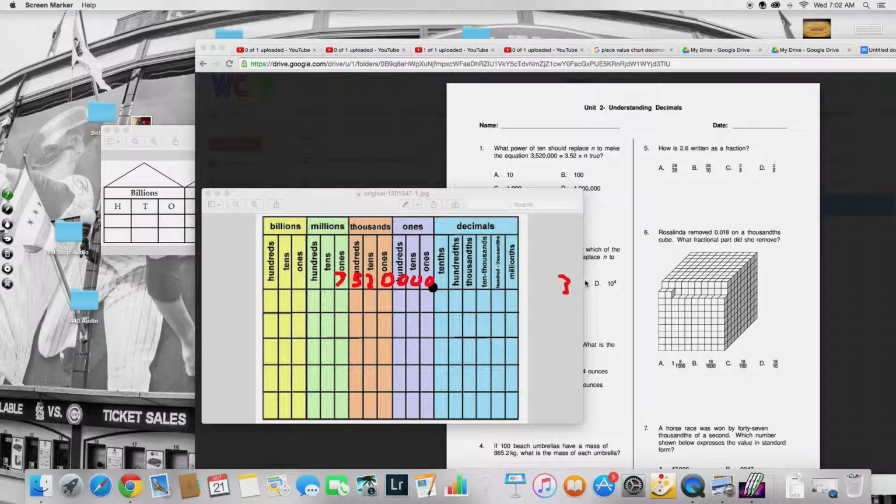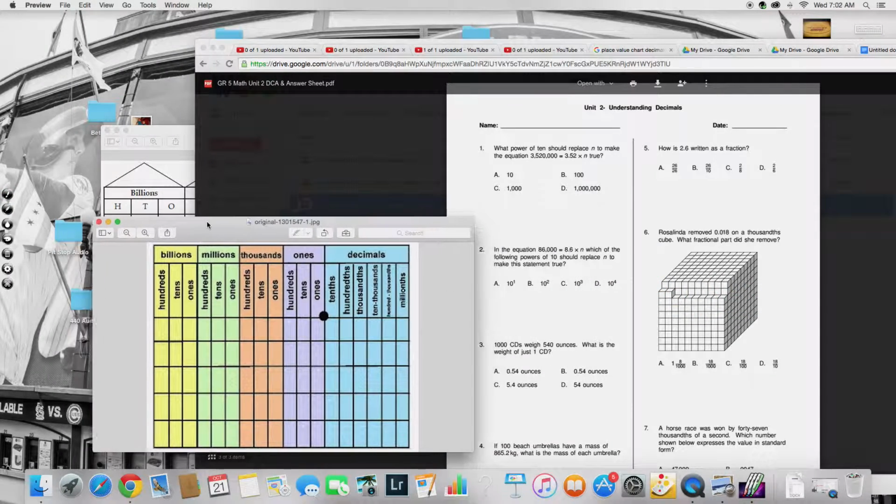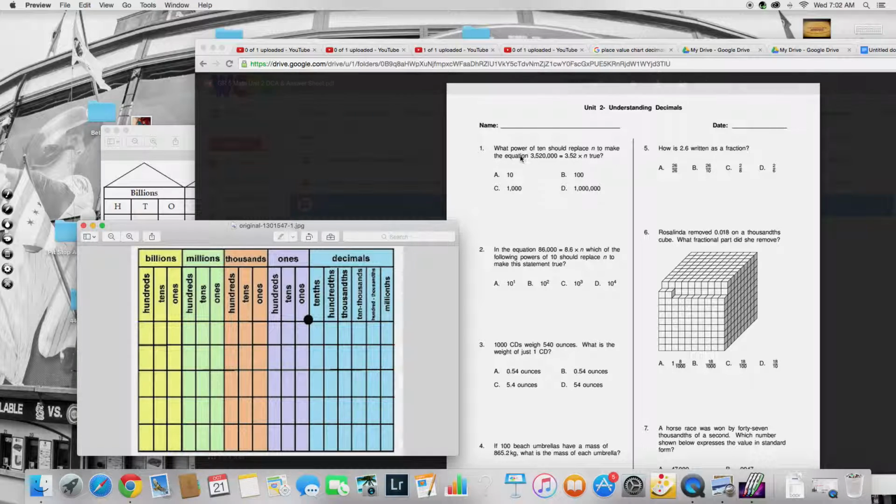So we're at 3.52. Let's move it 6 places, we said. 1, 2, 3, 4, 5, 6. There's our decimal point now. Put zeros in between here. There it is, 3,520,000. So then looking back at this, we need to multiply it with 6 zeros. 1, 2, 3, 4, 5, 6. There's our answer, D.